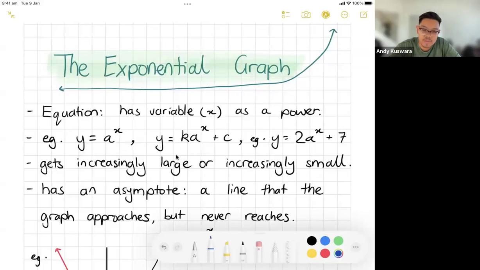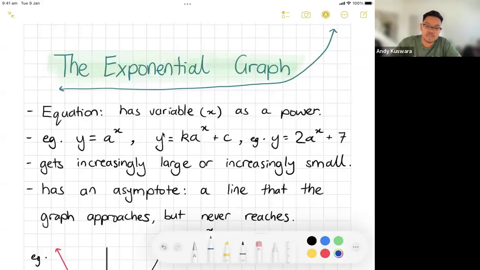Even if I add a number at the front, and I still have a power, it is still going to be an exponential. Essentially, whenever you see your variable as your power, you're going to get an exponential type of graph. It gets increasingly large or increasingly small very, very quickly. If we're talking about money, money is one of those things that we want to grow exponentially. So when you invest with compound interest, eventually you do get an exponential graph.